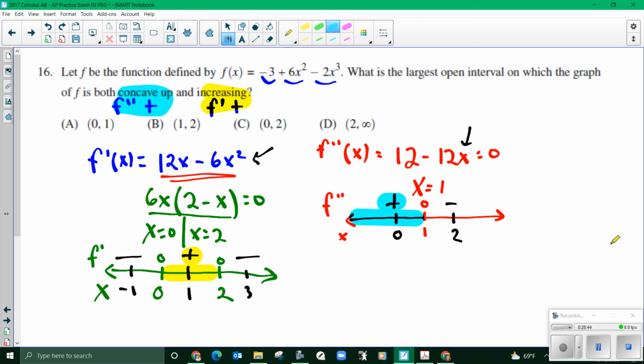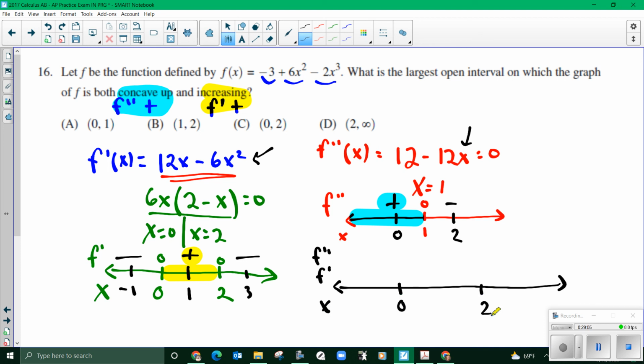All right, so I'm going to put both of these on the same number line. This is what I like to do. Here's my number line. Here's my first derivative, my second derivative, and here's x. I put them on the same number line on top of each other. And I get the critical points at 0 and at 2. This is for my first derivative, right? It's negative, negative, negative, negative, 0, and then it's positive, positive, positive, positive, 0, negative, negative, negative, negative. Now let's do the inflection point where my second derivative is 0 at 1.